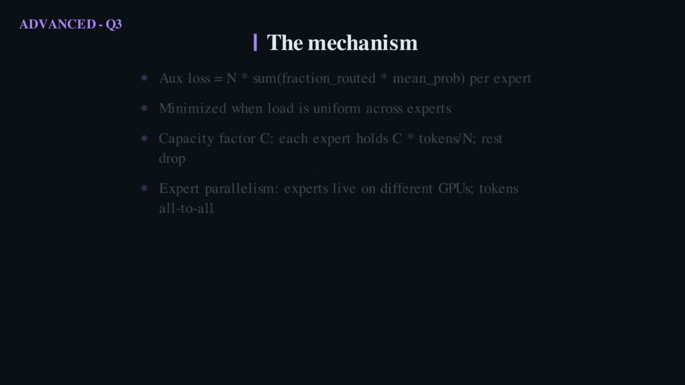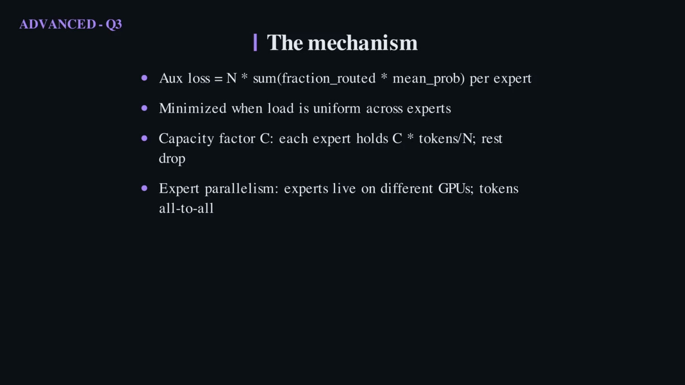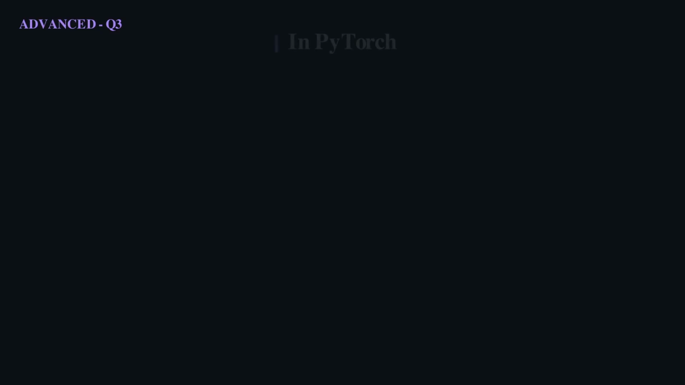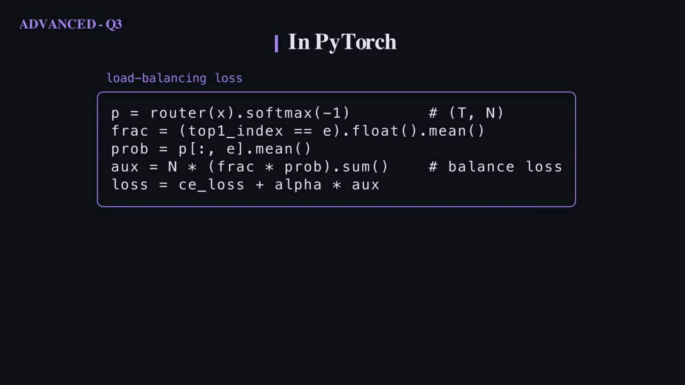The load balancing loss multiplies the fraction of tokens routed to an expert by that expert's mean gate probability, summed over experts. It bottoms out when load is even. Experts are sharded across GPUs, so routing means an all-to-all exchange of tokens. In code, the auxiliary loss is a few lines added to the cross entropy. Alpha is small, but without it, the router collapses. That one extra term is what keeps every expert learning.